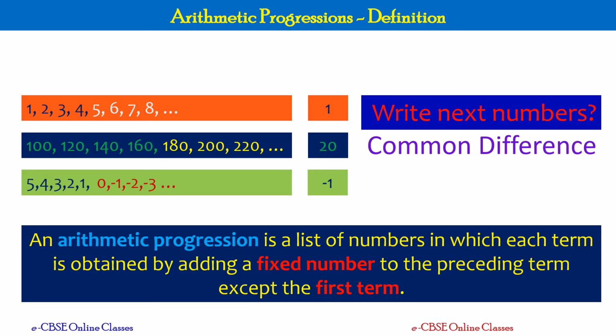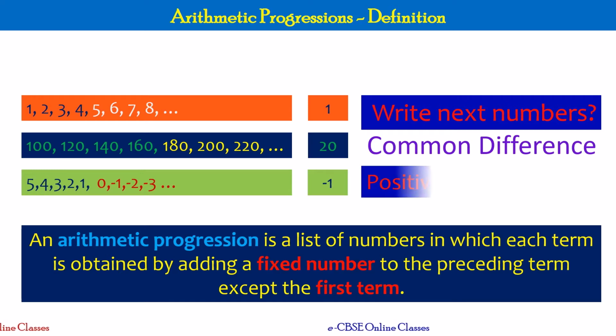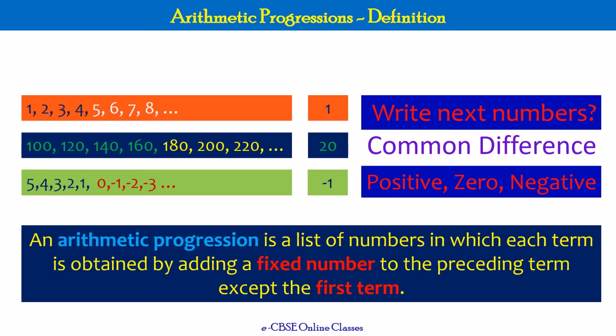And the first term cannot be obtained by adding any number to its previous number because there is no previous number to the first term. So this is unique. So keep a note of all of these points. And again, also note that this fixed number or common difference can be positive, 0 or negative.